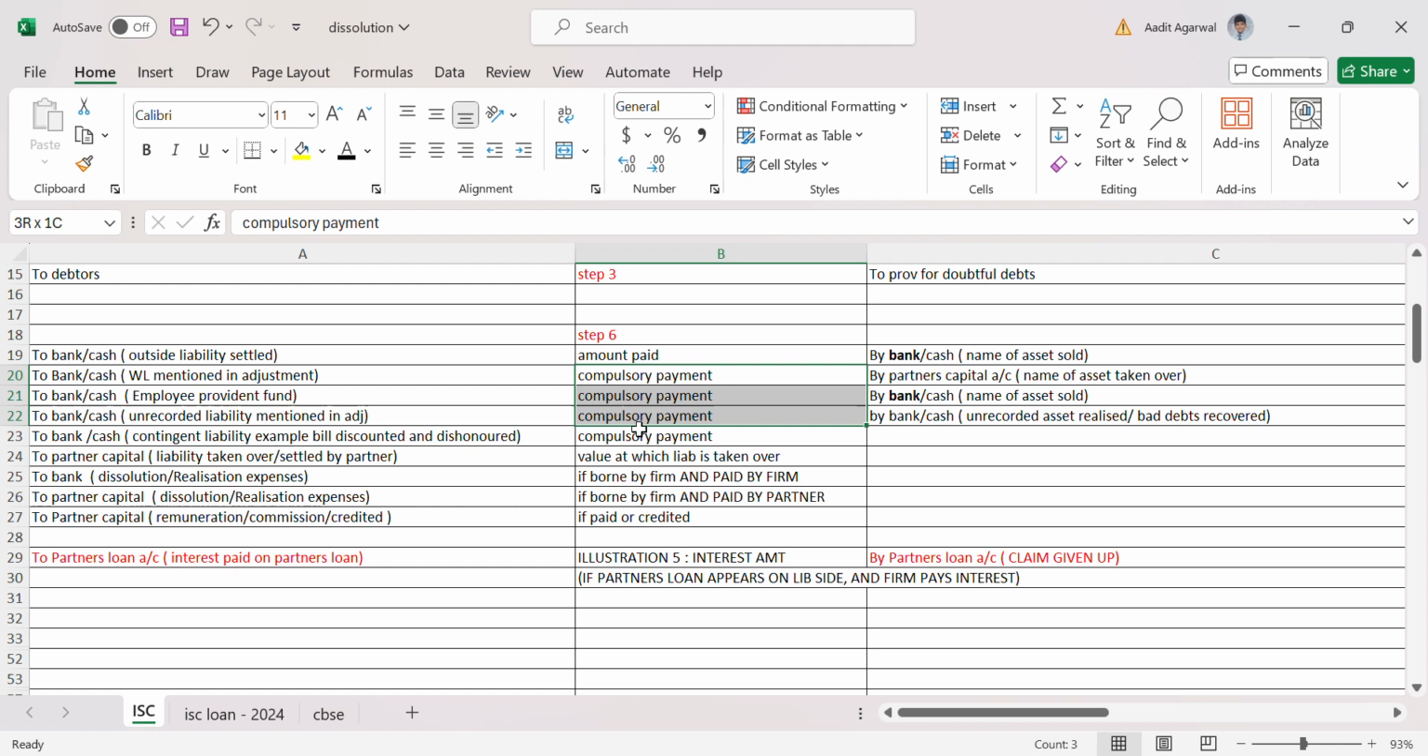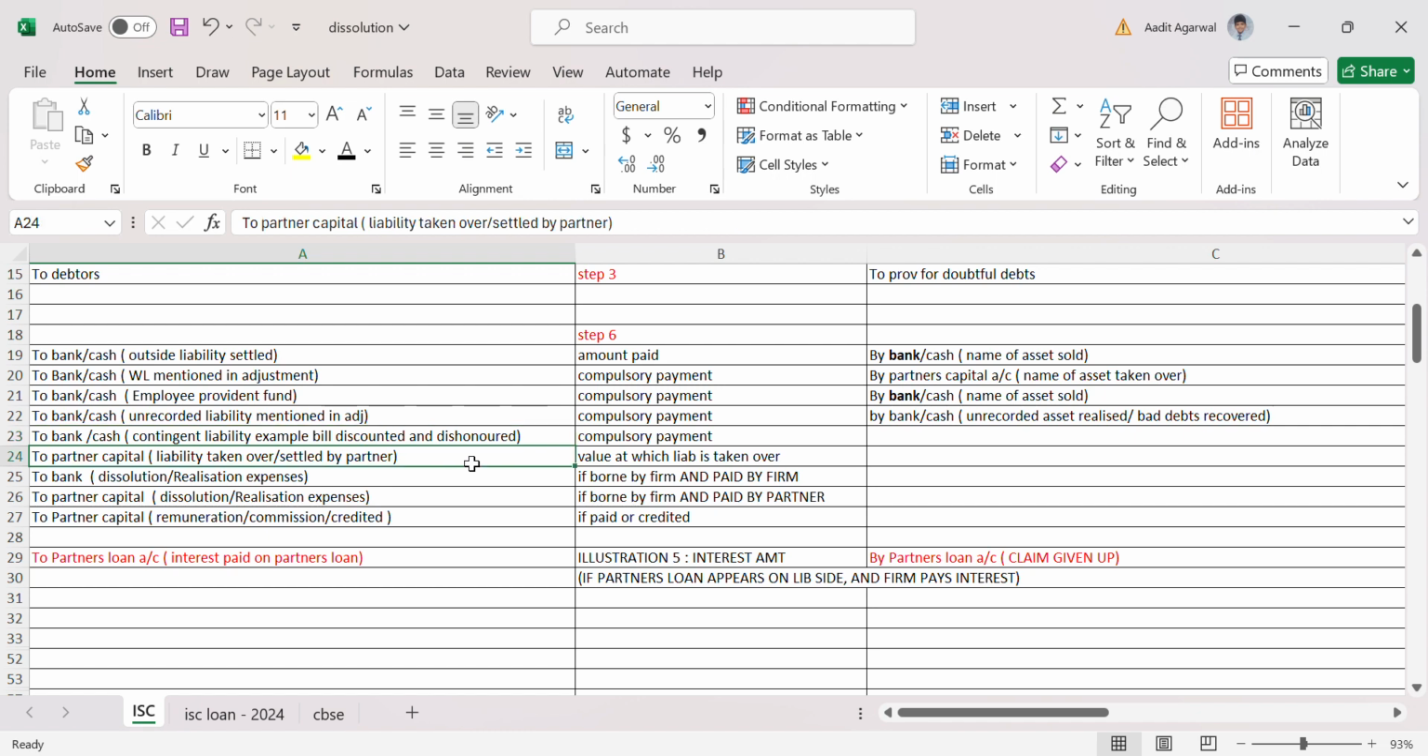And then these are 4 compulsory payments. So if it is there in the question, you need to pay them. So whatever liability for workers is mentioned in the adjustment, please settle it. Whatever employee provident fund is mentioned in the balance sheet, please compulsorily pay it because it's employees' money. If there is any unrecorded liability mentioned in the adjustment, you need to pay it. Similarly, if any contingent liability is mentioned in the adjustments, you need to pay it. Example of contingent liability could be bill discounted and dishonored.